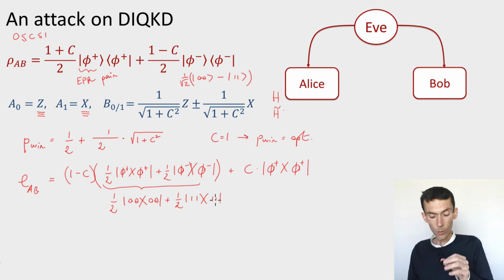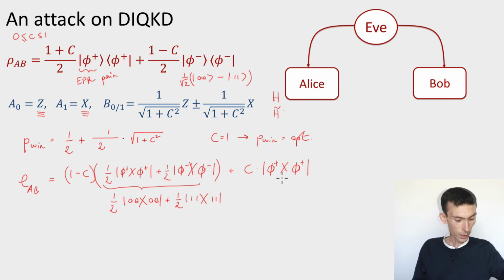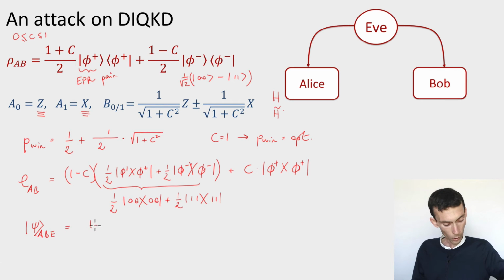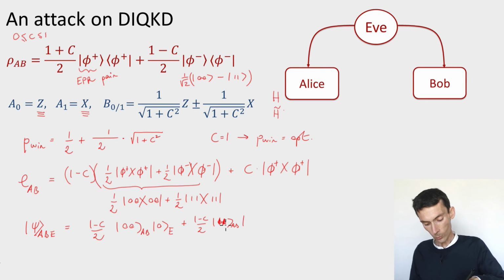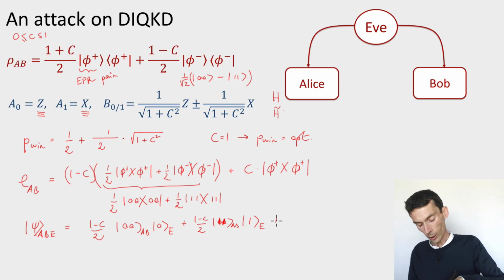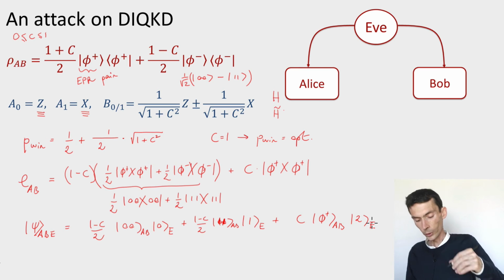And then some other side information in the case where the state that they share is phi plus. It doesn't matter, I could call it 2, for instance. So I could create the state psi ABE, which would be equal to square root of (1 minus C)/2 times 0,0 for Alice and Bob, and also 0 for Eve, plus square root of (1 minus C)/2 times 1,1 for Alice and Bob, and 1 for Eve, plus square root of C times phi plus for Alice and Bob, and let's say 2 for Eve.